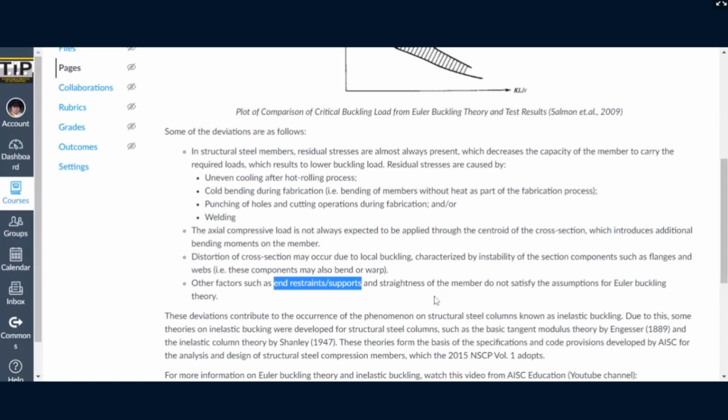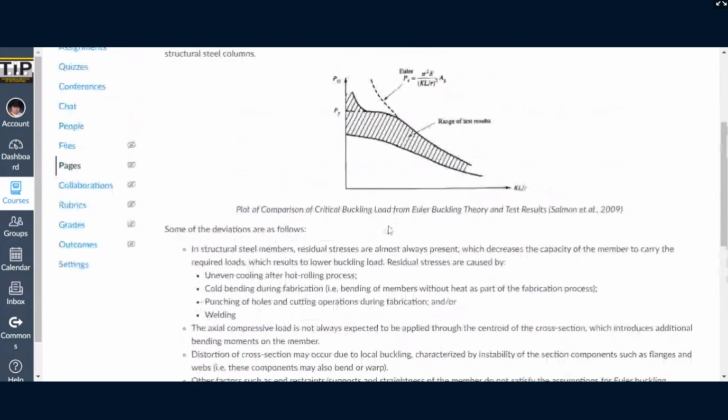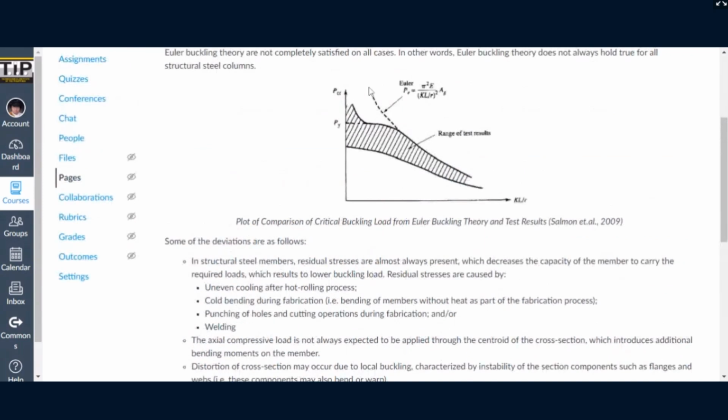Okay? So next, we have straightness of the member. So for example, meron siyang konting camber, or may konti na siyang deflection before you erect the member. Or medyo tabingi siya. So it affects yung application ng load mo. So there are your reasons why the test results here do not always comply with the Euler buckling curve.